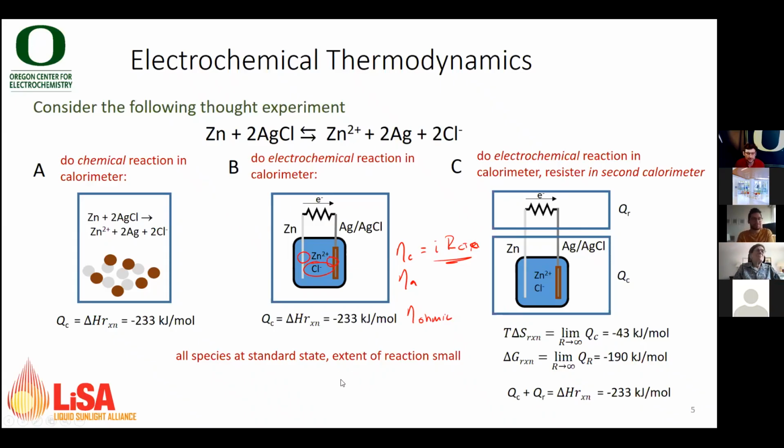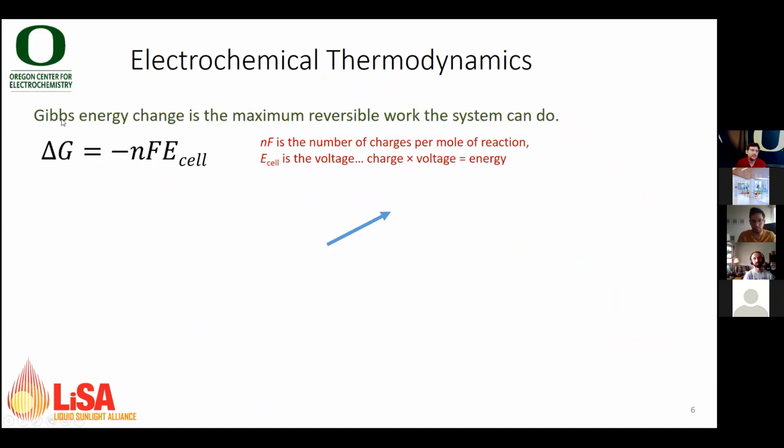Any questions on this from others? So the Gibbs energy change is the maximum reversible work a system can do. It's really easy, right? If this is the maximum work you can do, well, this is the heat generated in the resistor.